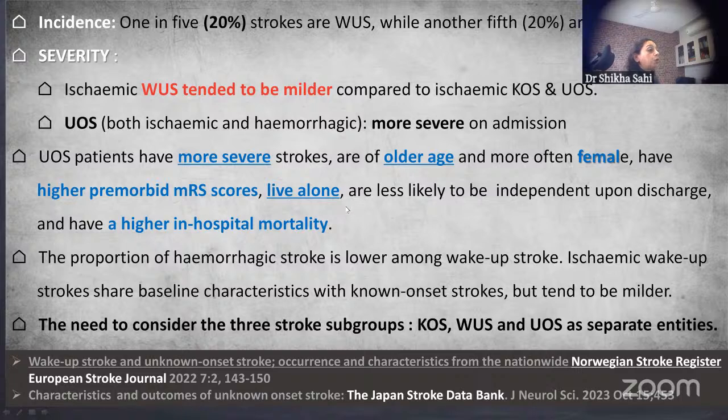Usually these patients live alone, and their chances of having an independent life are very low, and high in-hospital mortality is observed. So we should consider three stroke subtypes. One is known onset, in which there is an exact time when the symptoms happened and they were witnessed. Wake-up stroke, in which the patient has slept and woken up with stroke. Unknown onset stroke, in which the stroke has happened during the daytime, but due to communication or other reasons, we are still not able to know exactly when it happened. Unknown onset stroke is the most severe, most fatal, and most functionally disabling stroke.